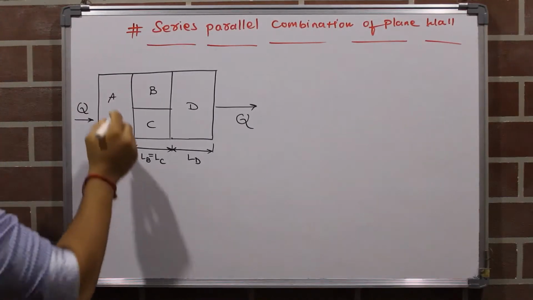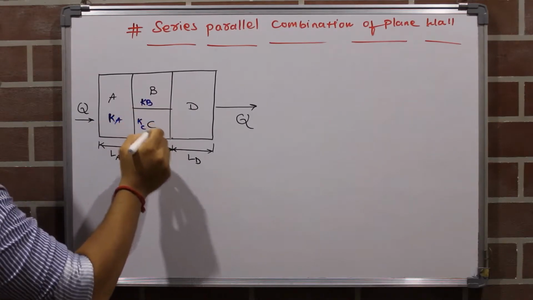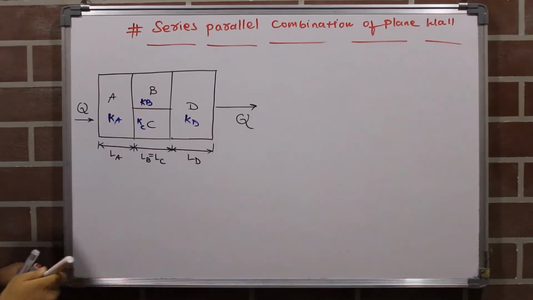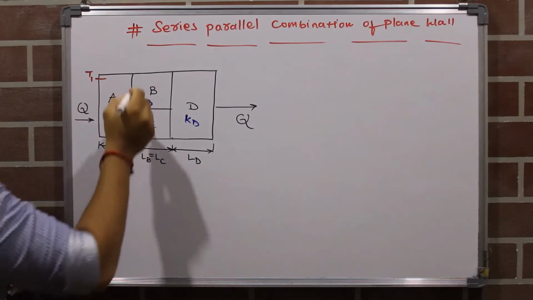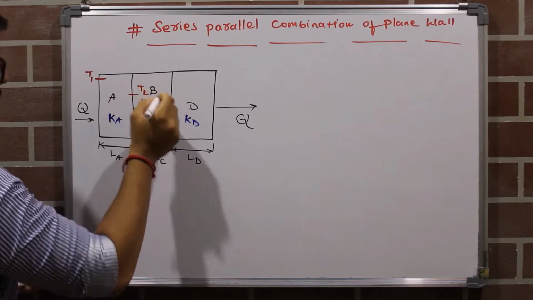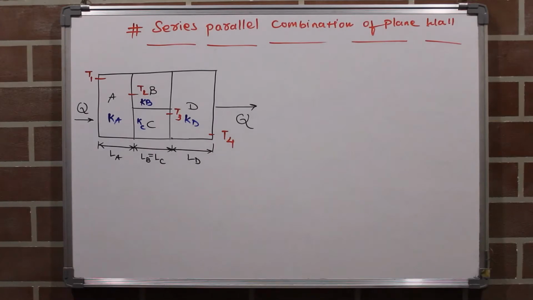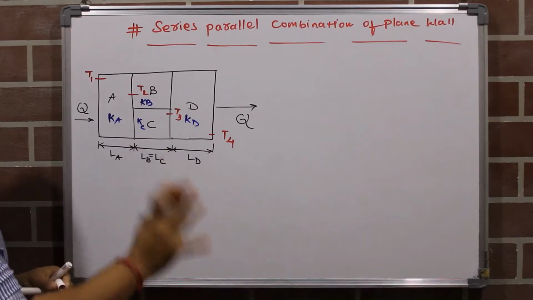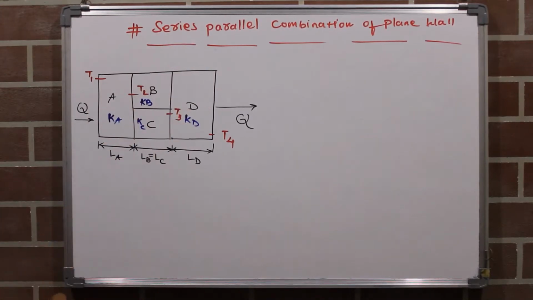Now let's say the thermal conductivity of wall A is Ka, of wall B is Kb, of wall C is Kc, and of wall D is Kd. Okay, we have the thermal conductivities. Now we will see the temperature drops. Suppose the temperature at wall A is T1, at this wall we have T2, here we have T3, and here we have T4. In this case, we are talking only about conduction, not convection. That case we will discuss in the next video. So here we are talking about conduction only, and we have the temperature drops.